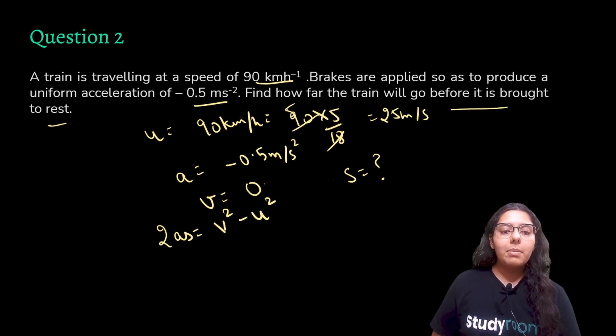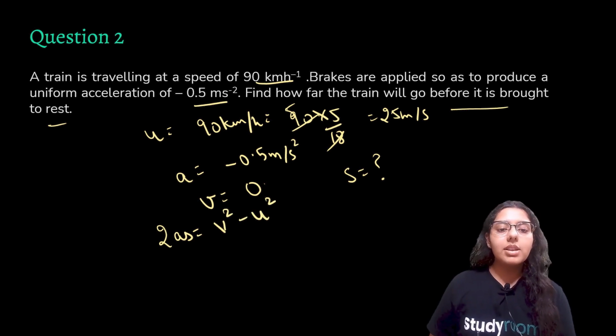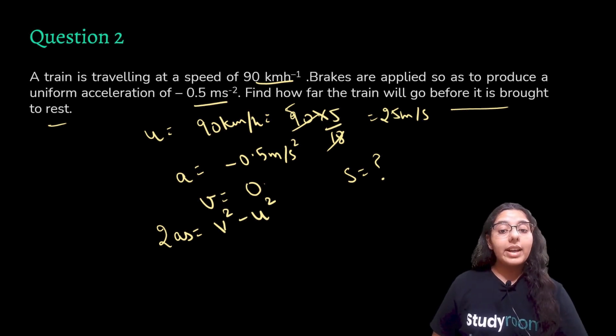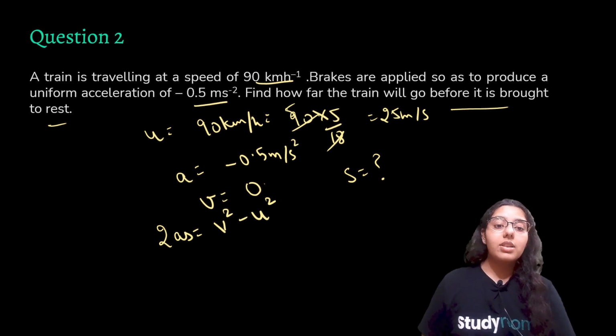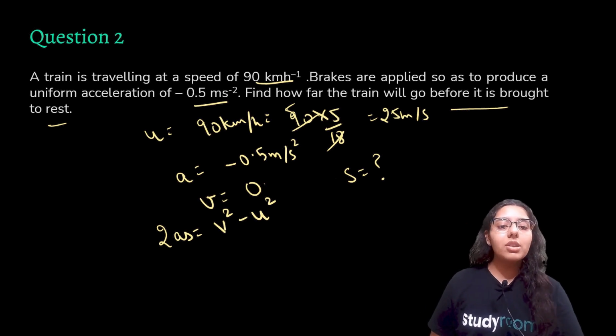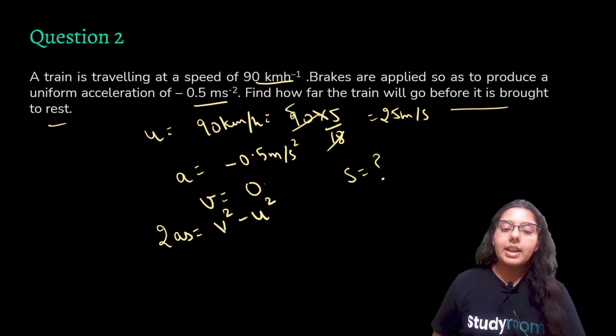Or else, if you want to use the second equation of motion, you want t, right? So for that, you have to first use v is equal to u plus at to calculate t. Then use the second equation. So it will be a lengthy process, right? So we will directly use the third equation of motion.